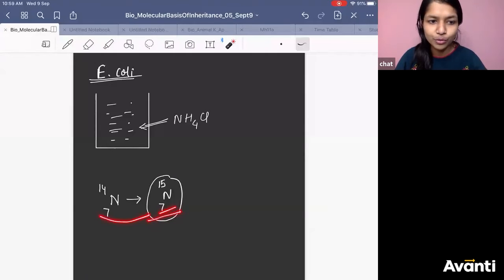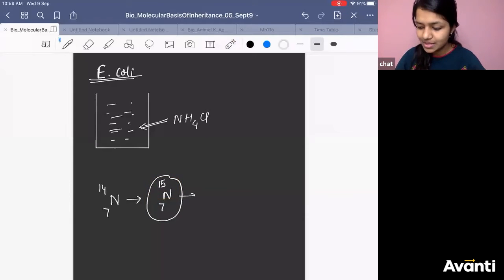They are isotopes of each other. Which one is heavy? This one is heavy. Why is this heavy? Because mass number is more. So N15 nitrogen is the heavy isotope. This is the heavy isotope.